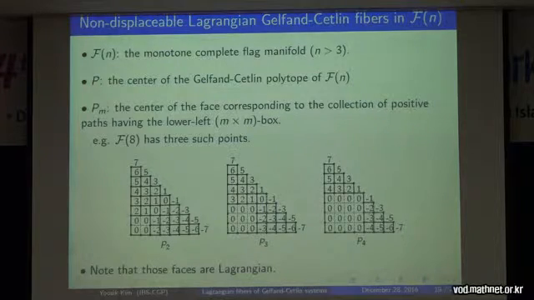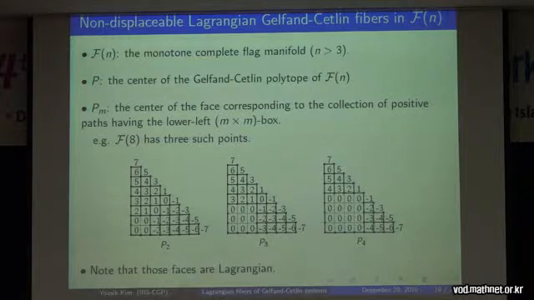So let's raise the dimension. Let's look at F(n). Let P be the center of the Gelfand-Cetlin polytope. We are going to look at the center of a certain Lagrangian face, corresponding to the collection of positive paths having the row-left n by n box. What do I mean by this? Let's explain this statement by example.